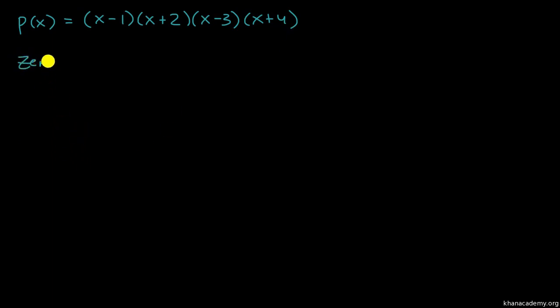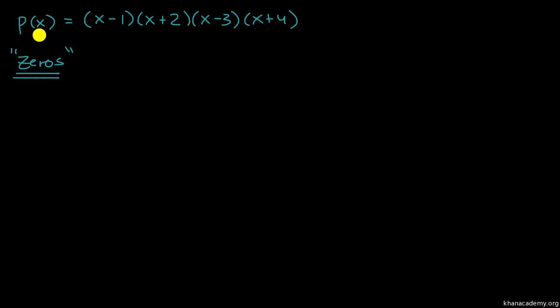Let's say that we have a polynomial p of x, and we can factor it, and we can put it in the form x minus 1 times x plus 2 times x minus 3 times x plus 4. And what we are concerned with are the zeros of this polynomial. And you might say, what is a zero of a polynomial? Well, those are the x values that are going to make the polynomial equal to 0.